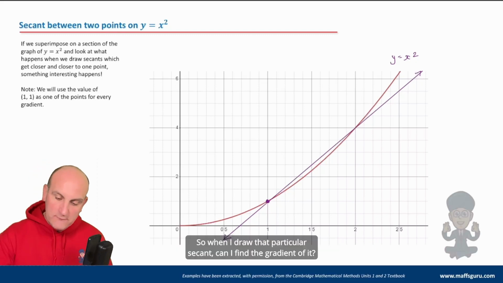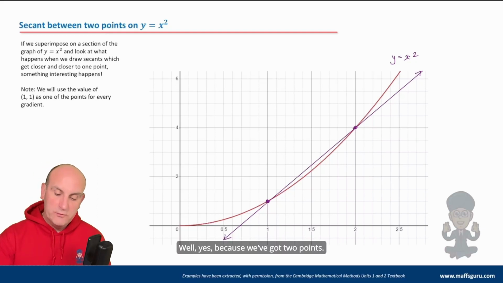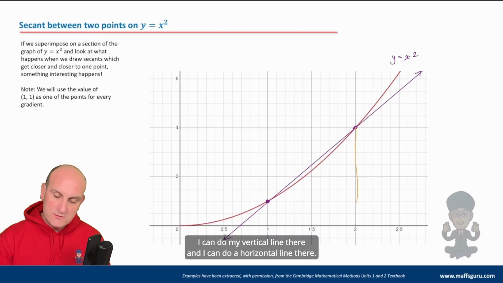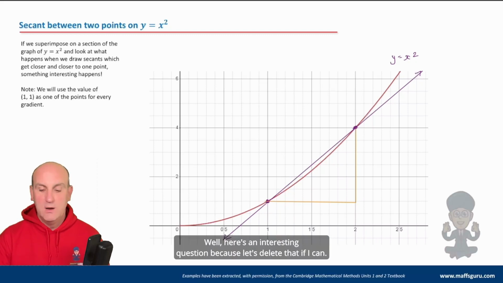Yes? So when I draw that particular secant, can I find the gradient of it? Well, yes, because we've got 2 points. I can do my vertical line there, and I can do a horizontal line there, and I know that my rise on my run will give me the gradient of that secant. Happy with that? Okay.